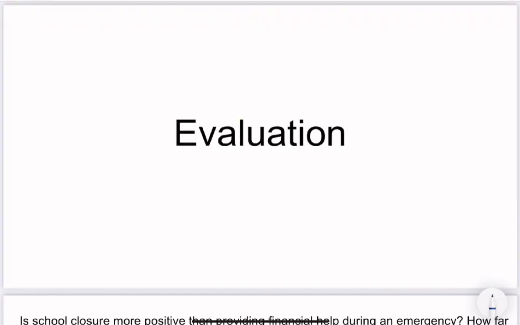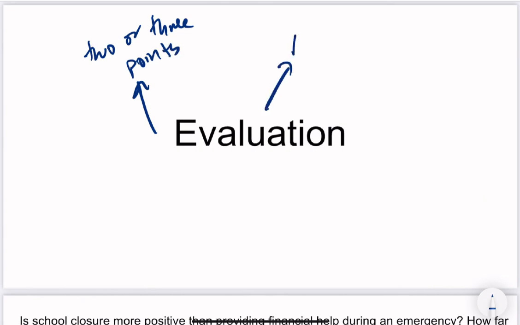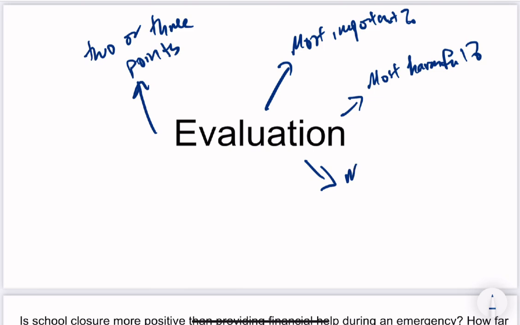Alright, in this video, we will be looking at the scale of evaluation. Now, what exactly is evaluation? Imagine you have 2 or 3 points being put together. Now, if they ask you which is the most important, or maybe the most harmful, or the most significant. So these are some possible questions that you may be asked when they are asking you to evaluate.